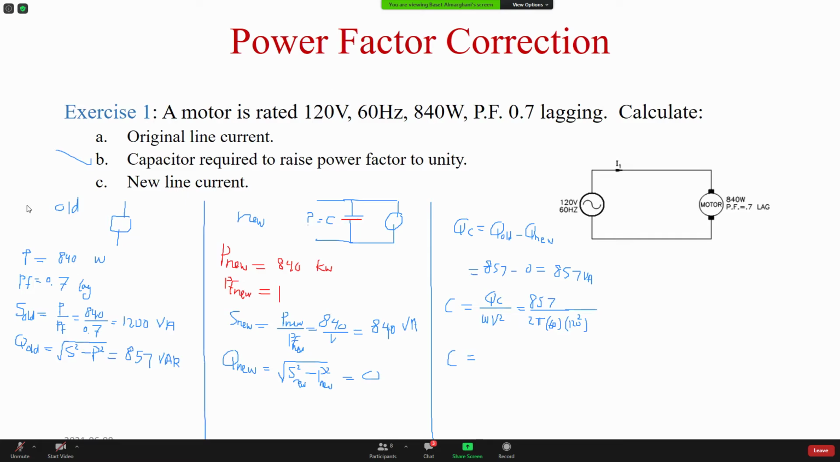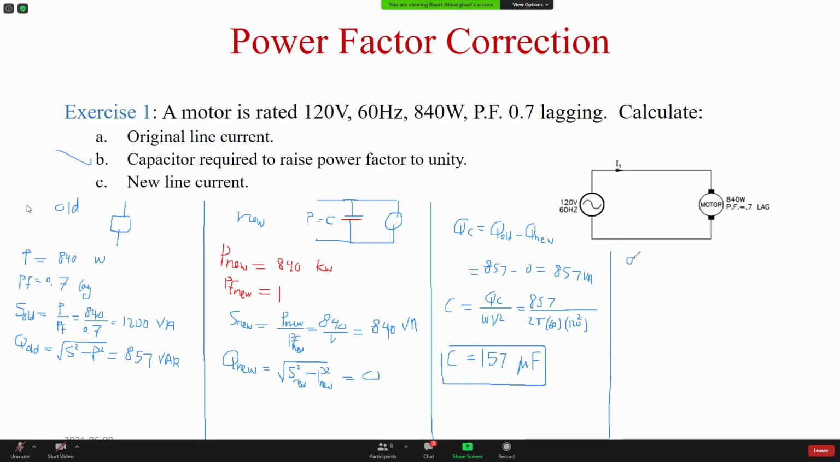Answers. So if we change that number with engineering notation, it will be 157 microfarad. So this is the answer for B. This is how we improve the power factor. We look at the old stuff, the new stuff. It's exactly the same. The procedure is the same. Now I'm going to answer the A and C.